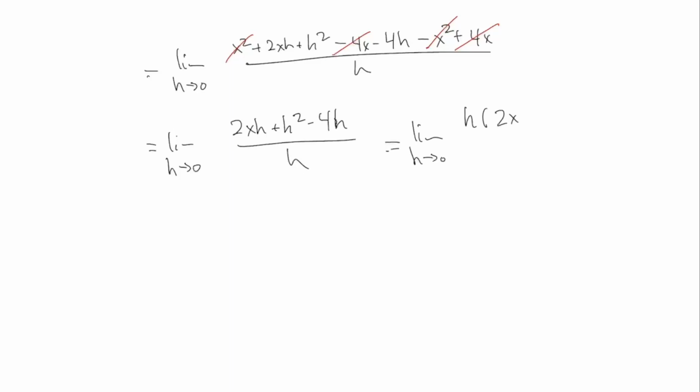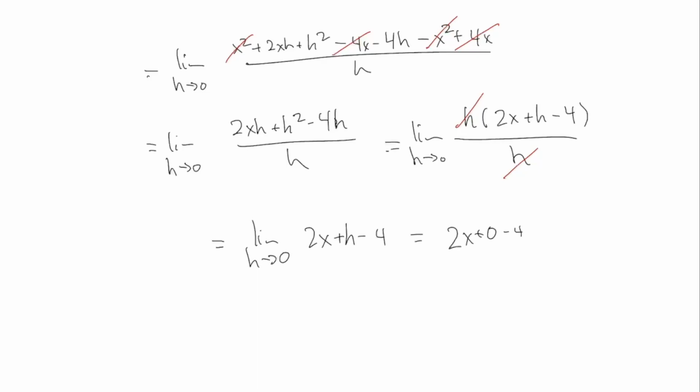H times 2x plus h minus 4. That's what you get when you factor h out of that stuff. And then finally, we can cancel h's and take the limit by plugging in h equals 0. So this is the limit as h goes to 0 of 2x plus h minus 4. Plug in h equals 0, I get 2x plus 0 minus 4. 2x minus 4 is the answer. I got it eventually. Any questions about that?